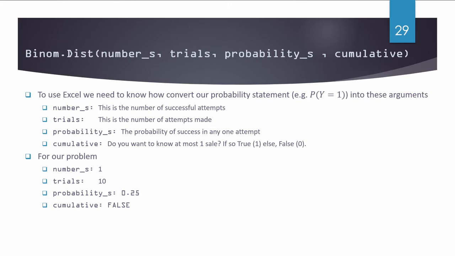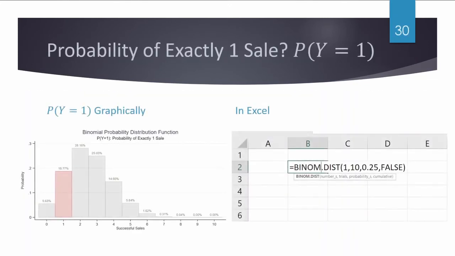Now for our problem, we said we wanted to know the probability of observing 1 successful sale out of 10 trials. We know there's a 25% chance of success on any one trial, and we're going to use the argument false here for cumulative. So what would this look like in Excel?